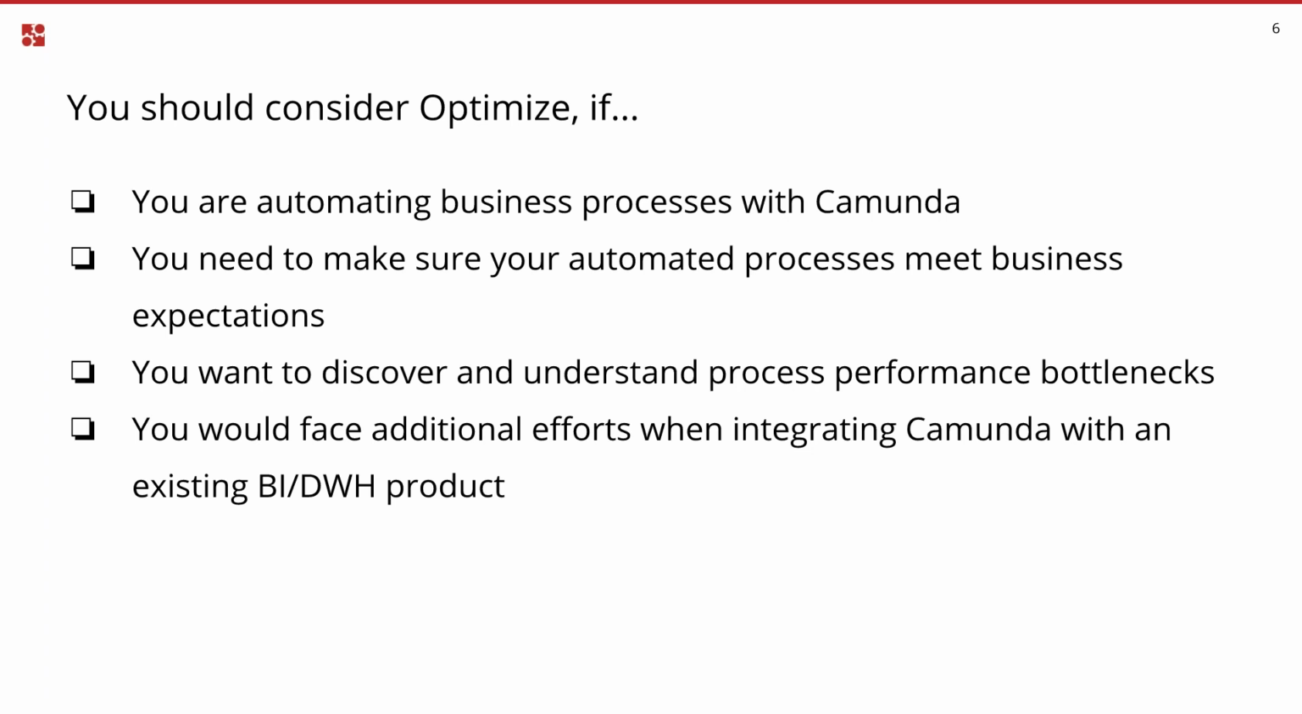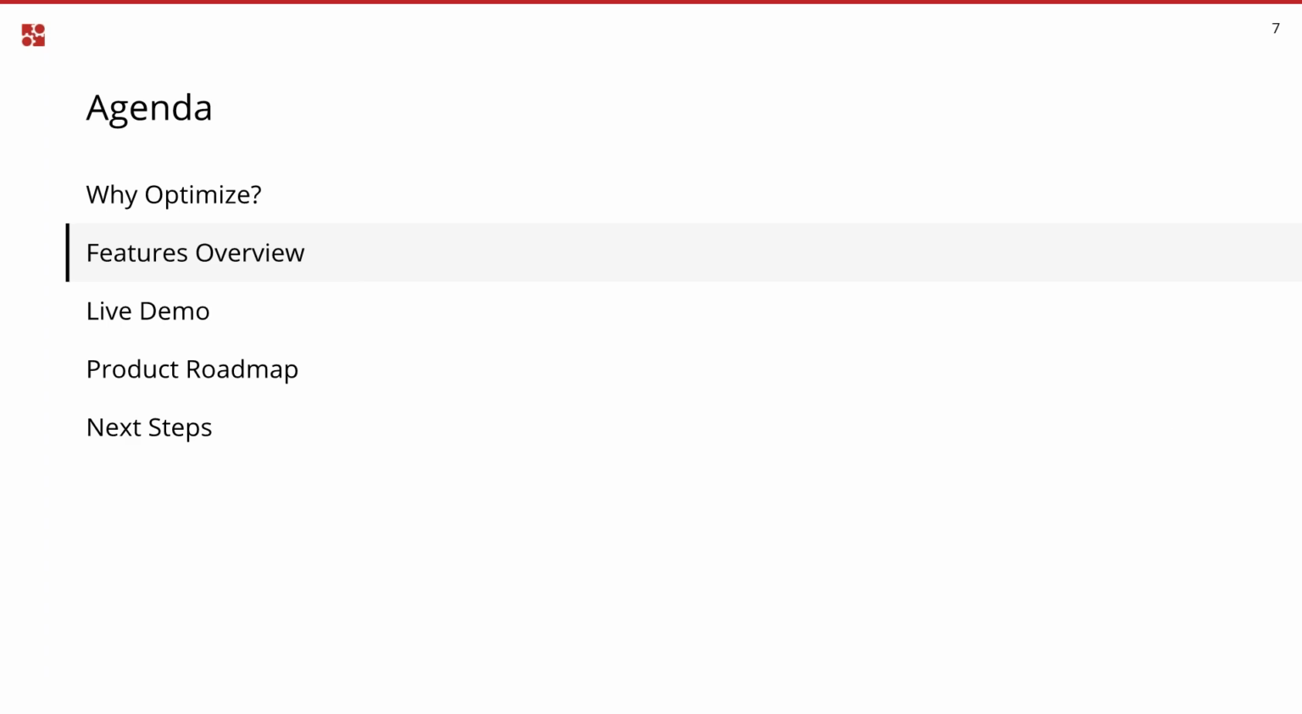And of course, as I said, if you already integrated Optimize or Camunda with your existing BI product, you might be okay anyways. But if you haven't done that yet, then of course, going with Optimize might be a more cost-effective and quicker solution because it's in fact an out-of-the-box solution. Okay, so so much about the context and the circumstances under which Optimize might make sense in your case. So what's actually there?